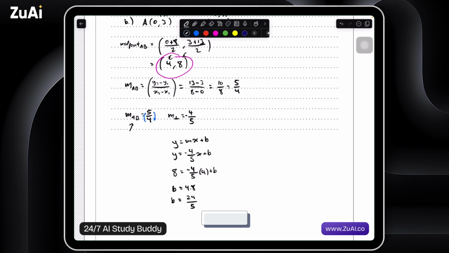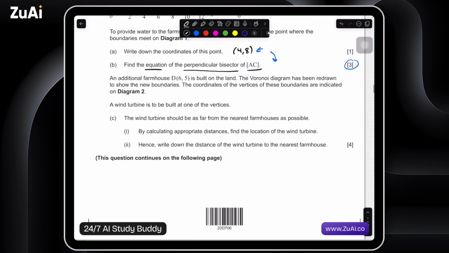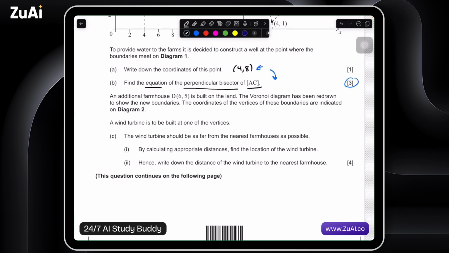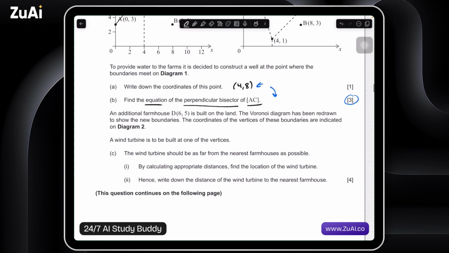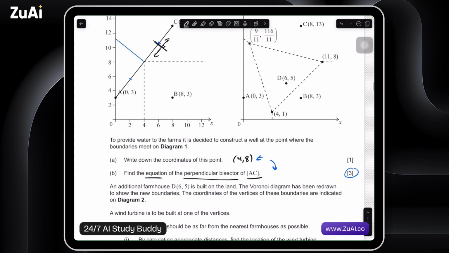Alright, that's good. It's kind of clumsy to mix fractions and decimals, so maybe we can write this out as y is equal to negative 4 over 5 x plus 24 over 5. If you worked this out yourself and got negative 0.8x plus 4.8, it's all the same. And the IB would be just as happy with either one, by and large. Quite a fair bit of work for a 3-mark question, but there it is. Perpendicular bisector of AC. Alright, let's go on.